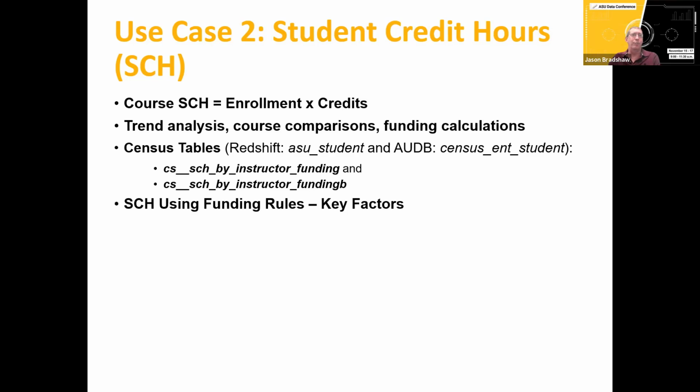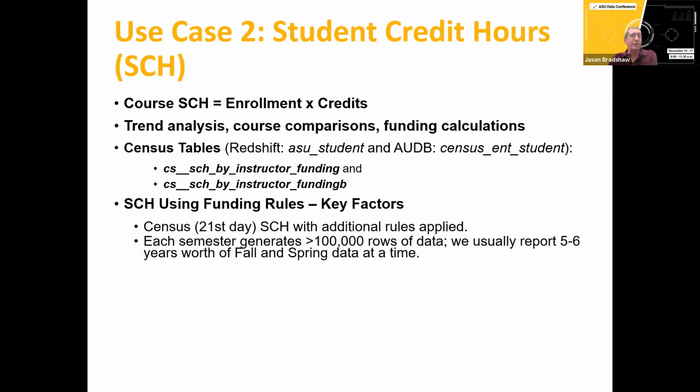So we're going to quickly talk about the funding rules and the key factors that we decided to use to load this data, to use this as a user database. So you pull the data from the 21st day tables, from the census tables above. However, there are several funding rules that can be somewhat complicated that you need to apply to the data once you pull it. And for each semester, it generates around 100,000 rows of data.